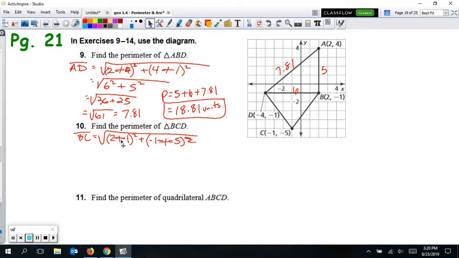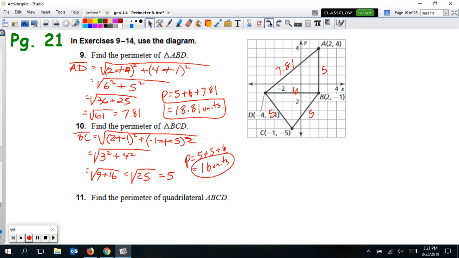So we have 3 in this parenthesis. Take 1 away from 5, it's 4 in this parenthesis. 3 squared and 4 squared. And 3 squared is 9, 4 squared is 16. So 9 plus 16, that equals 25. So the square root of 25 is exactly 5. So that tells us that BC right there is 5, and I said that this one's going to be the same length. This one's also 5 here. And so now our perimeter for this one's just 5 plus 5 plus 6. And so that just gives us 16 units.